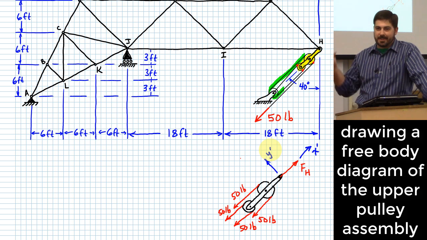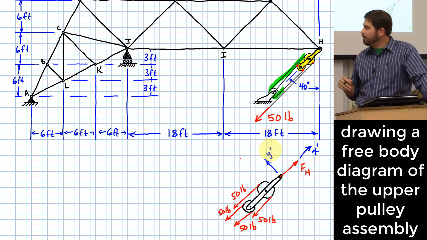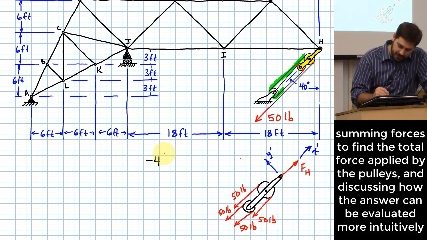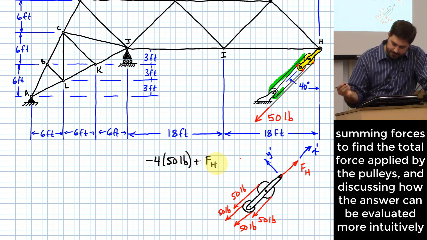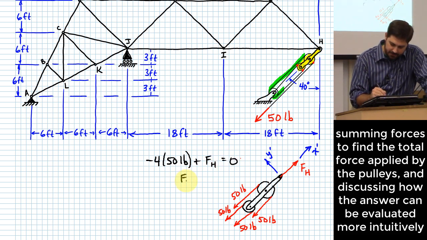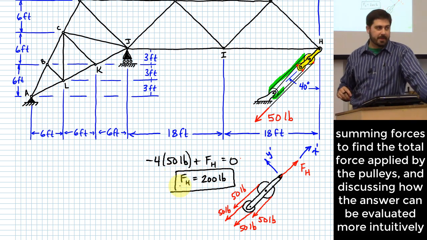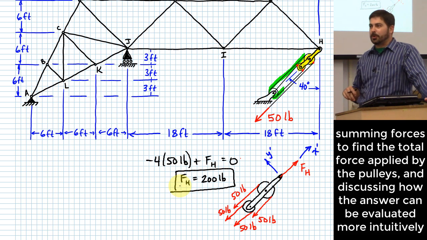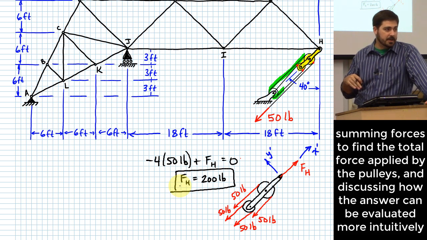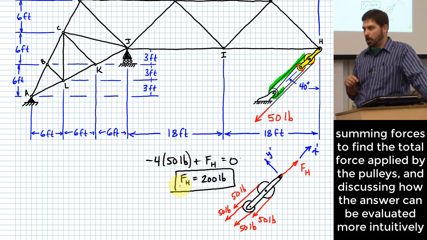Gives you an axis that you can name and say, I'm going to sum forces along the X prime axis there. And when I do, I'll basically have minus 4 times 50 pounds plus F sub H, then what? Equals 0, which tells me F sub H is going to be equal to what? 200 pounds. Now, some of you might be annoyed right now at how slowly I did all of that. Many of you were able to look at that right at the beginning and say, I can tell there's going to be 200 pounds being applied at H. For those of you who knew that from the beginning, how did you know?